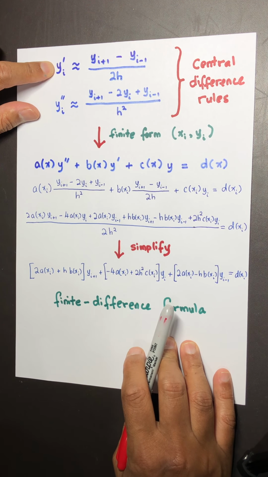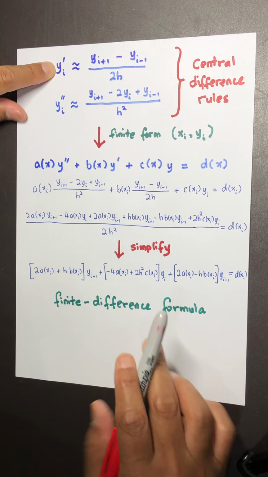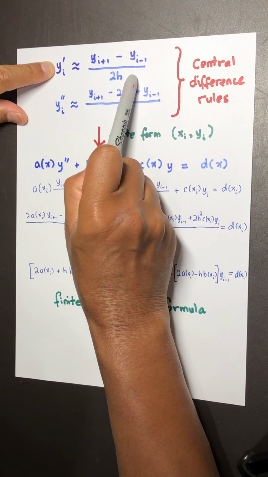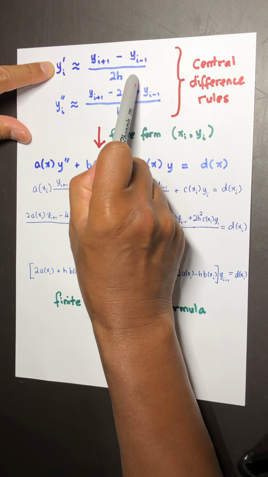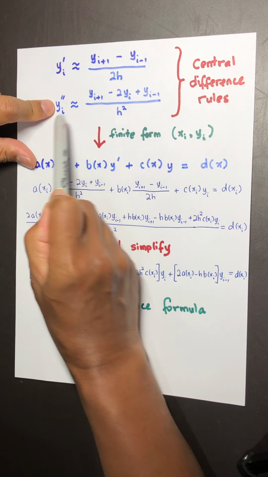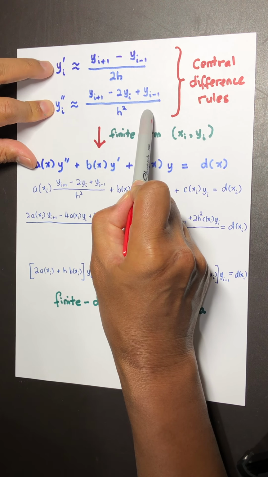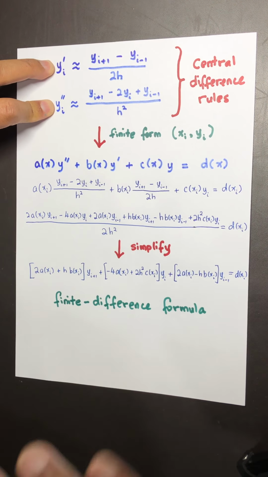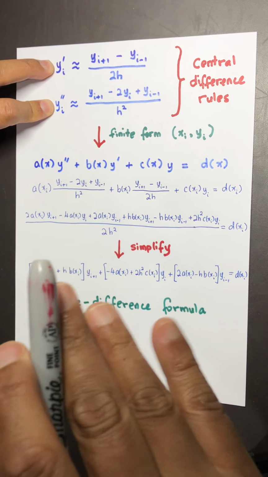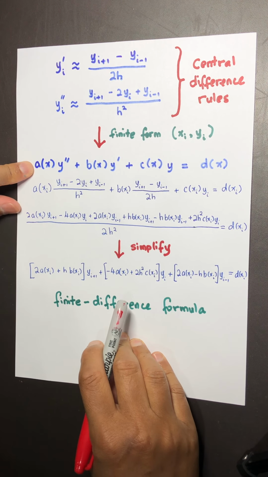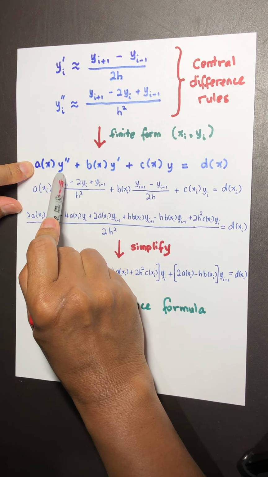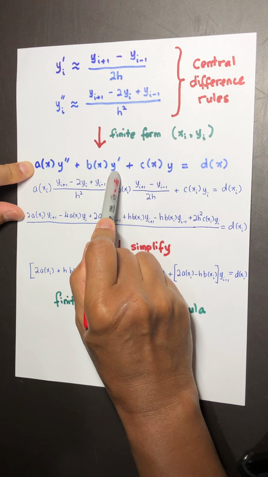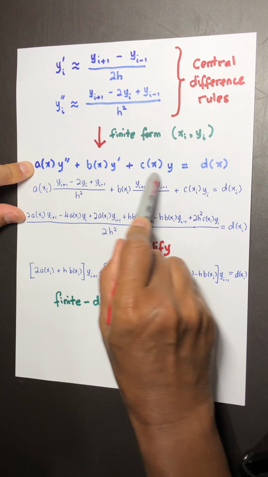From central difference rules, we have the first derivative, which is this one here. It's approximated as this one here. Second derivative is this one here. So that means we have the first derivative and second derivative. With that, we can eliminate y double prime and y prime from the form a(x) y double prime. So this is a problem.